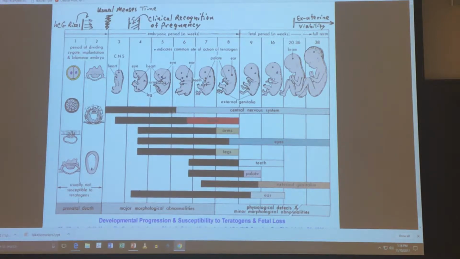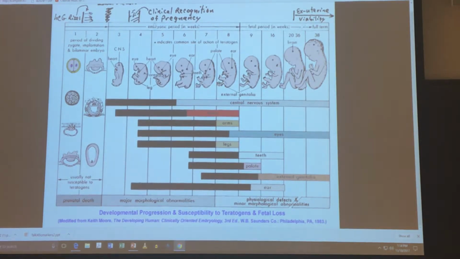The colored portion versus the black portion. The black portion indicates the period of time that is particularly sensitive to external influence for disruption of development. So recognize clinical recognition of pregnancy is here, and an awful lot of women would not know they were pregnant before about this range of time.